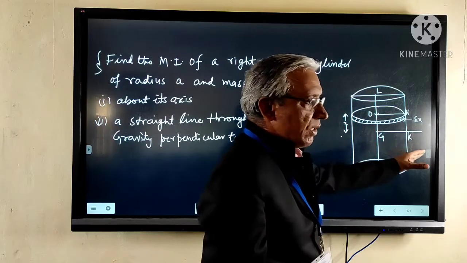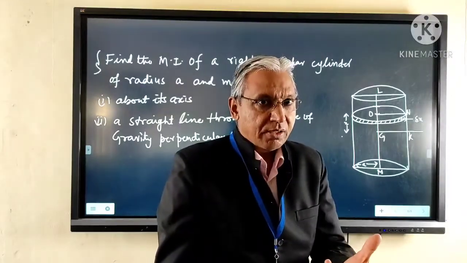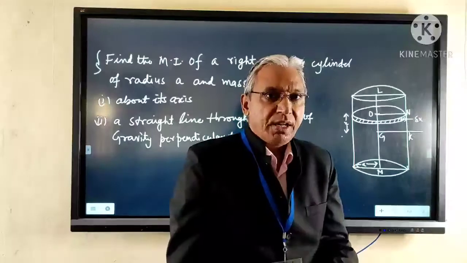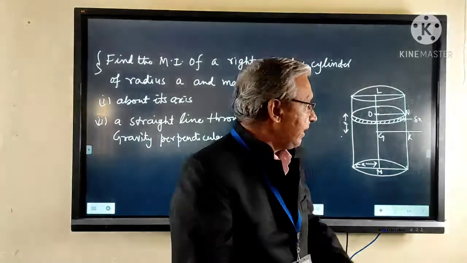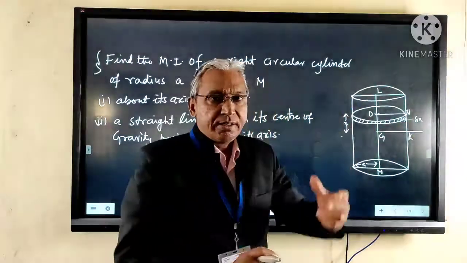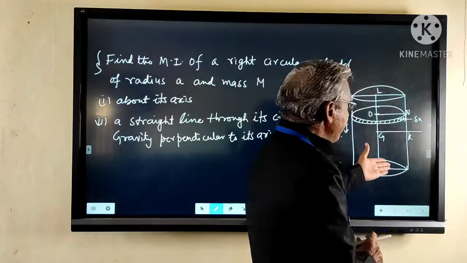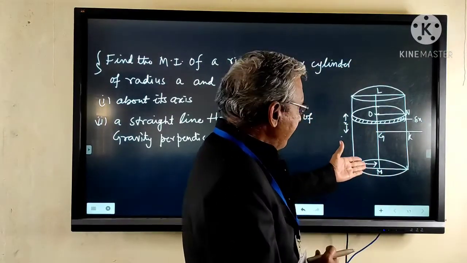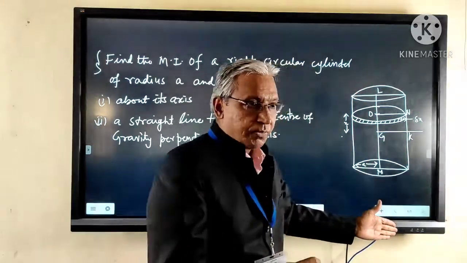It means we have to find out the moment of inertia about a line which passes through the center of gravity and perpendicular to the axis of the cylinder. So here GK is the required line. So first of all we find the moment of inertia of a right circular cylinder about its axis LGM.